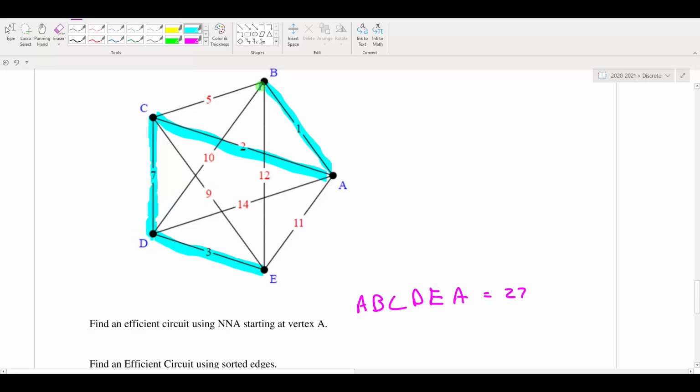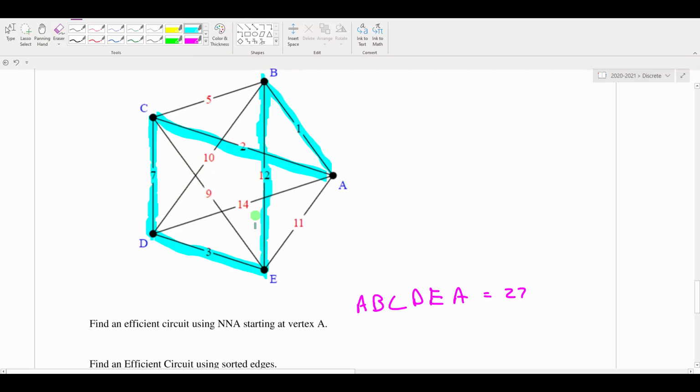Next one would be the 10. That would be no good because that creates a degree of 3 here at D. So then I go to the 11. I can't use the 11. That would create a degree of 3 at A. So then we would go to the 12, and the 12 should be good. And that actually completes a circuit.